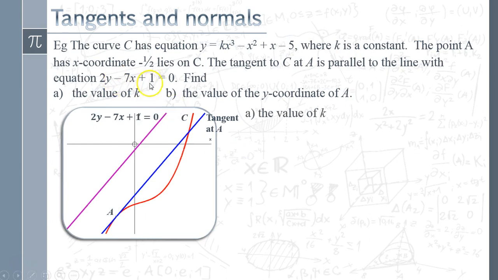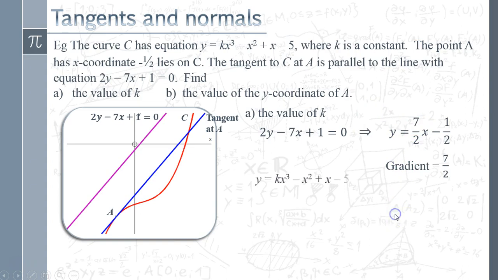Well, our first job is to figure out the gradient of that line, which means we know the gradient of the curve. So that's the way into this one. There's the equation of our purple line. Do a bit of rearranging, write it in the form y equals mx plus c. There we go, and we can see clearly from here that the gradient is 7/2. So that tells us the gradient of our tangent is 7/2, and the gradient of this curve is 7/2.